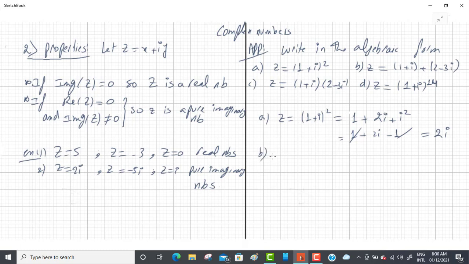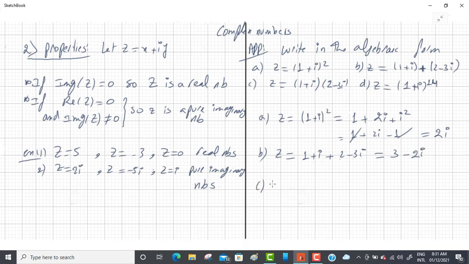Part B, z equal 1 plus i plus 2 minus 3i. So you have to expand, here only by removing the brackets. You will obtain 1 plus i plus 2 minus 3i. Do we have to multiply 1 plus i by 2 minus 3i? Of course not, because there is no multiplication between the two terms. There is the operation plus. And you obtain 1 plus 2 is 3, i minus 3i is minus 2i. This is a complex number.